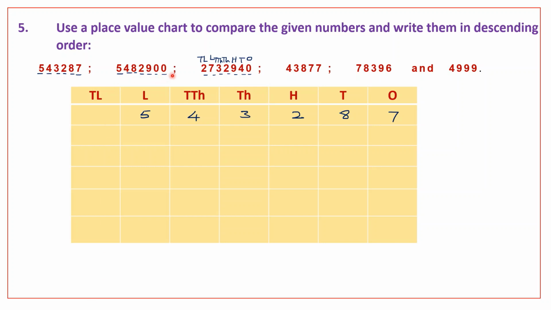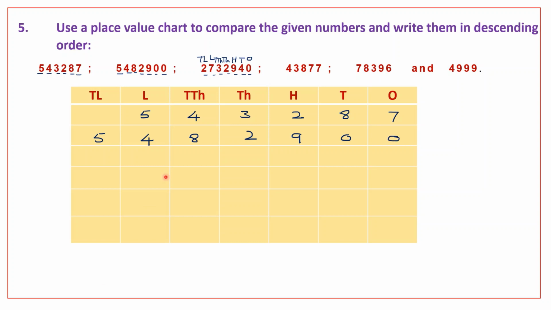Now second number, ones, tens, hundreds, thousands, 10,000s, lakh, 10 lakh. So 5 should come in the 10 lakhs column in the second row. It's a second number, second row. So let's write 5 here. So for the second number 5, now all the other digits will follow. 4, 8, 2, 9, 0, 0.